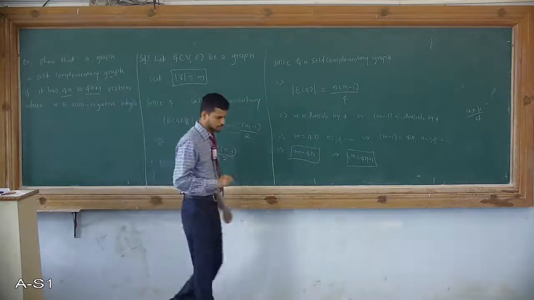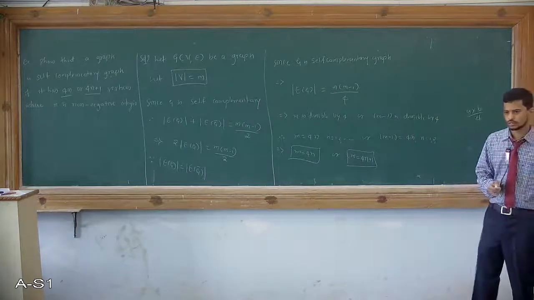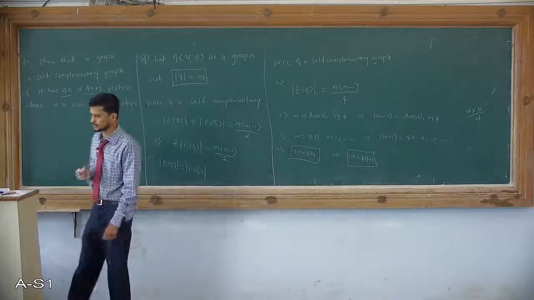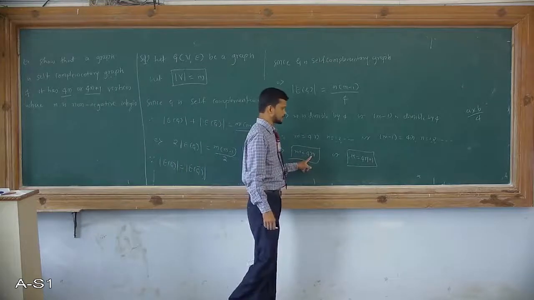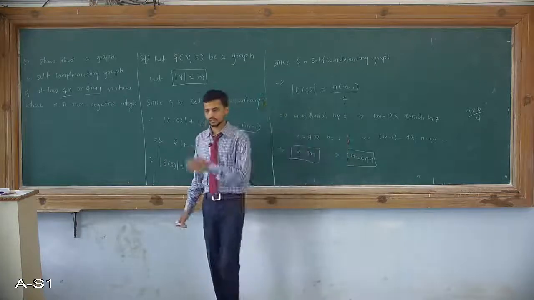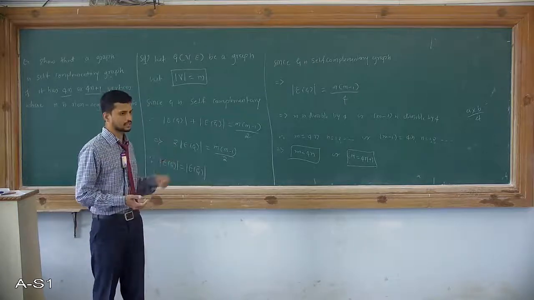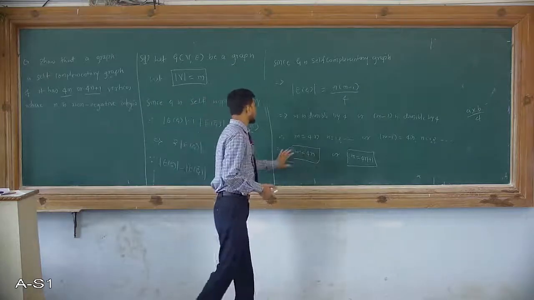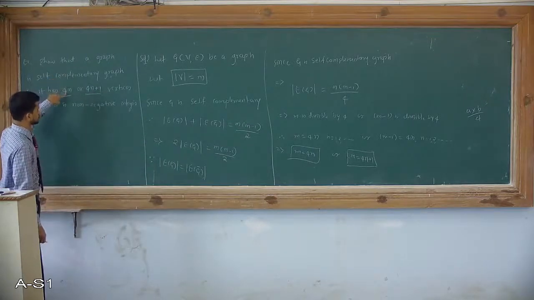Now the question is, what is the minimum number of vertices required for a self-complementary graph? The minimum number of vertices required is at least 4. Why? If I take n equal to 1, it is 4 or 5. If I take n equal to 2, it is 8 or 9. It keeps increasing as n goes to infinity. So n equal to 1 gives 4. This is the answer to this question, because if it is a self-complementary graph, the number of vertices is 4n or 4n plus 1.